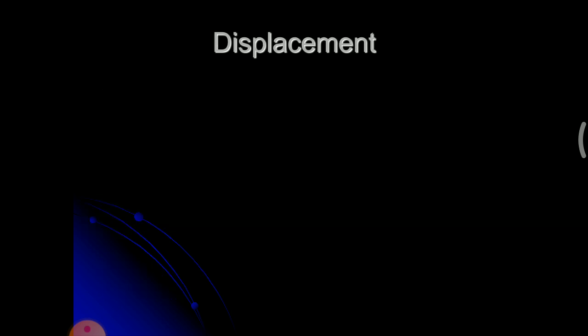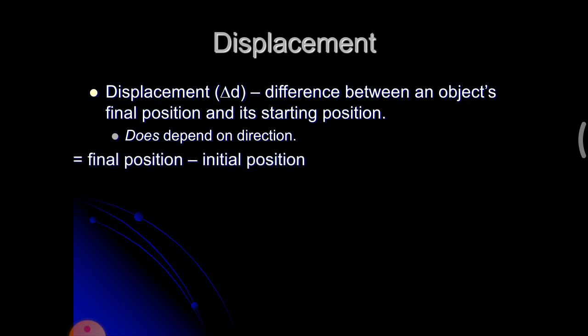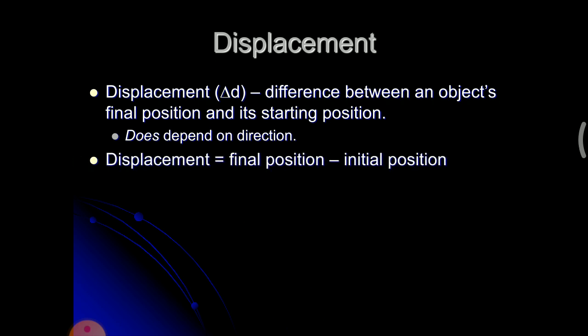The next term is displacement. Displacement is defined as the difference between an object's final position and its starting position. It does depend on direction. We can write the displacement equal to final position minus initial position. The displacement, delta d, equals d final position minus d initial position.